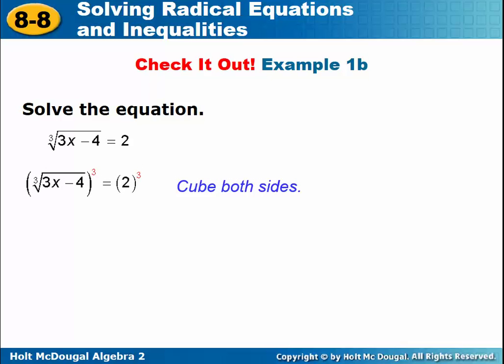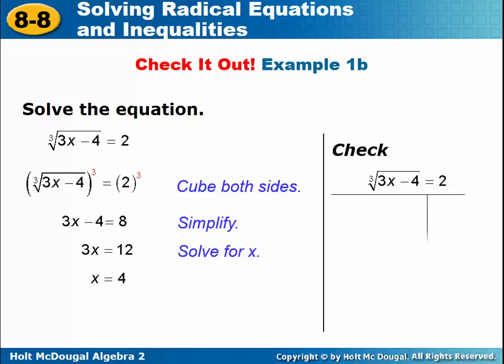Now in this one, you did not have to add or subtract anything or divide or multiply anything before the root is already isolated. So all you had to do was cube both sides to get 3x minus 4 equals 8, and then you get x equals 4. When you check that, you get that the cubed root of 8 is 2, which is 2 equals 2, so it did check.